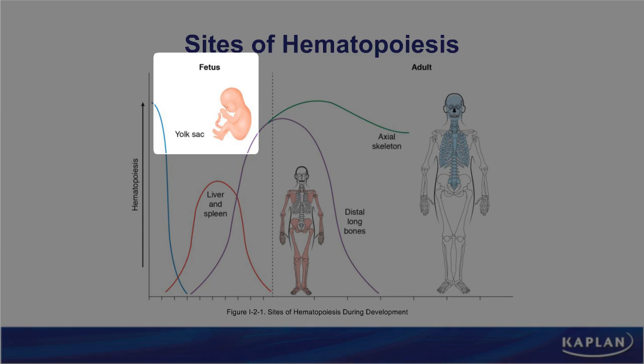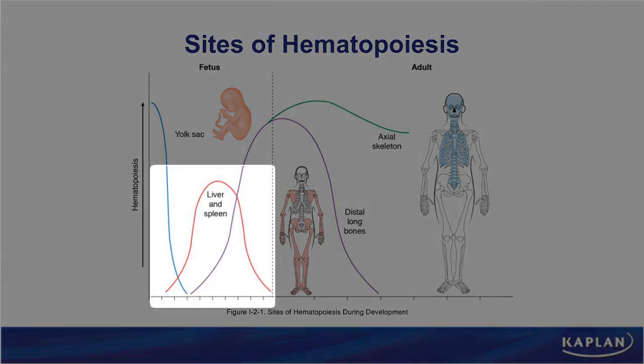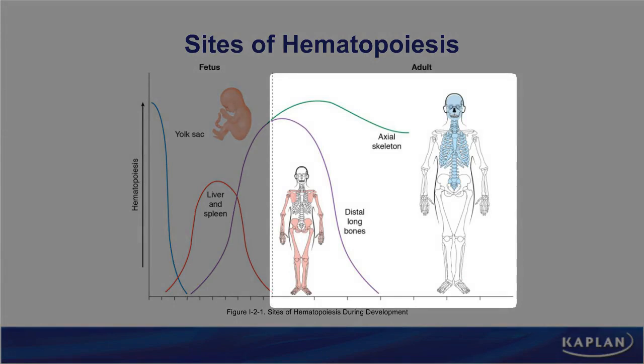As you transition through fetal development and go through organogenesis, hematopoiesis is going to stop in the yolk sac and it will be picked up in the liver and the spleen. And the liver and the spleen will continue to be the site of hematopoiesis until the fetus has started to develop the skeletal system. And once a child is born and all the way through adulthood, the bones are going to remain the primary site.